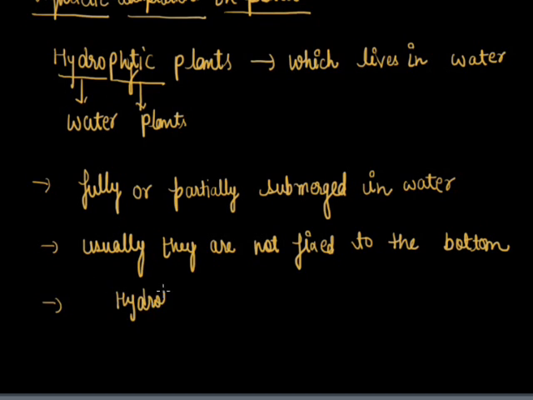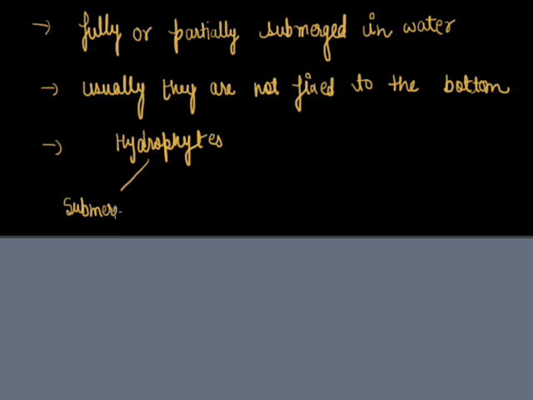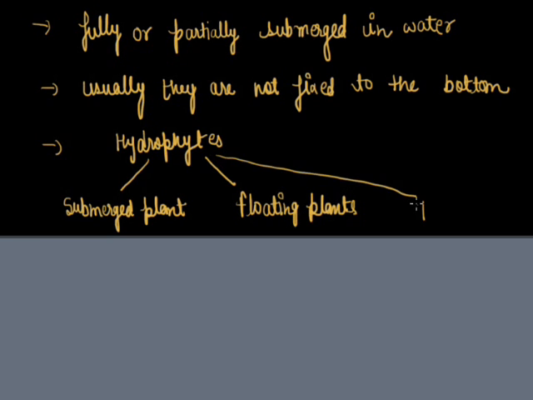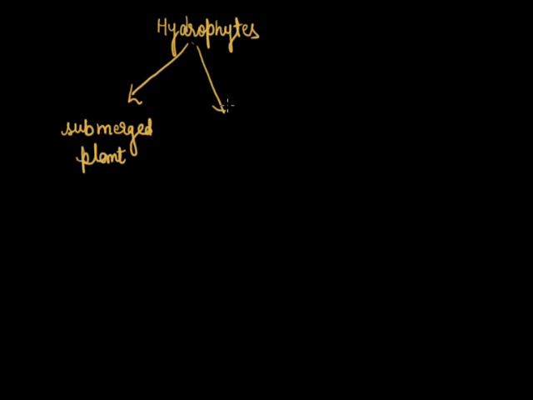Hydrophytes may be further categorized into three groups. First, submerged plants. Second, floating plants. And third, rooted emergent hydrophytes. Hydrophytes are divided into first submerged plants, next floating plants, and rooted emergent hydrophytes.